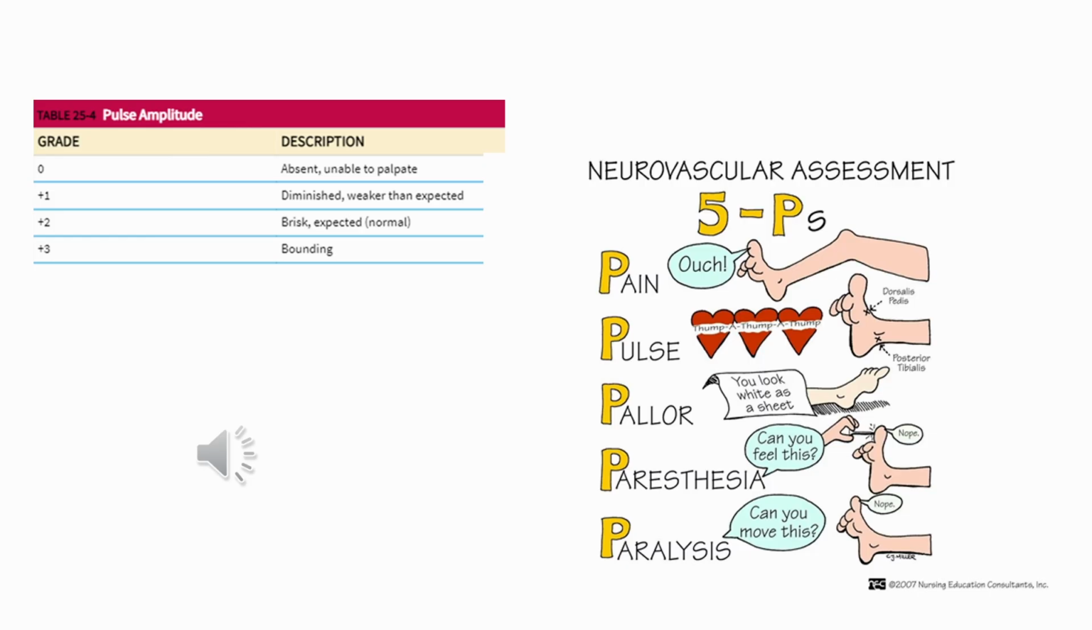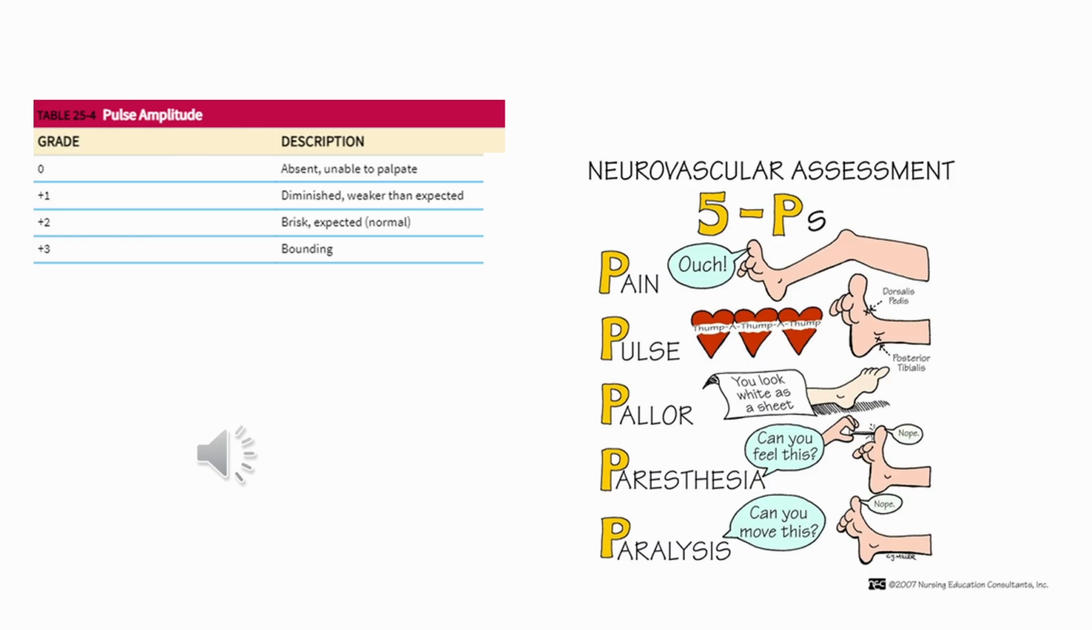So I want to talk just a little bit about whenever we're performing an assessment for PAD, it's very important to evaluate both the pulse amplitude and the neurovascular status of the affected extremity. So let's begin with pulse amplitude grading. Pulses are graded on a scale of 0 to +3. A grade of 0 indicates an absent pulse, which means it can't be palpated.